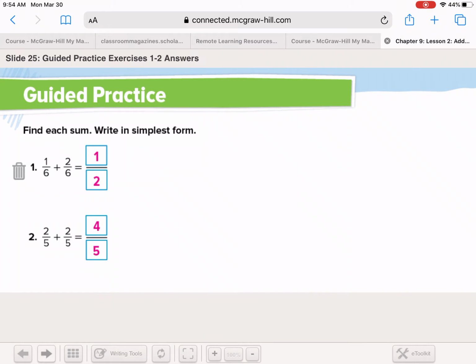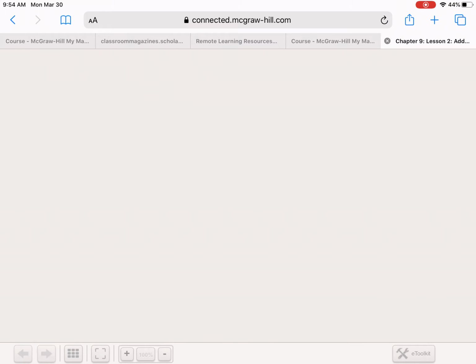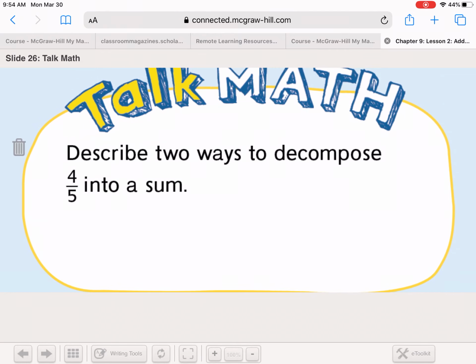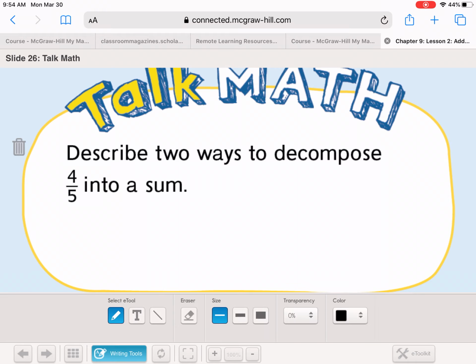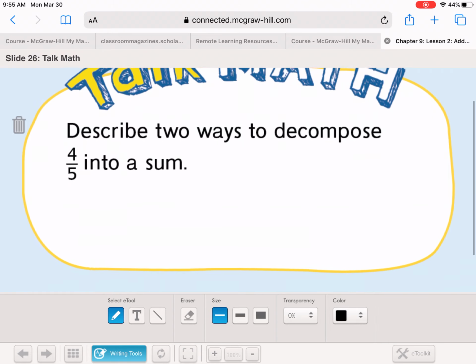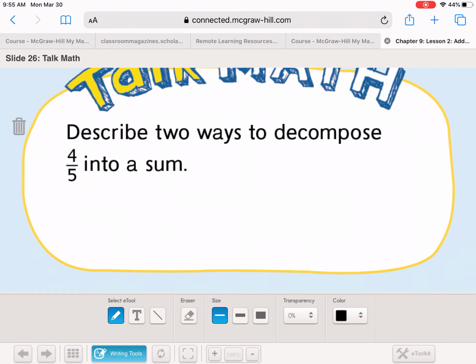All right, boys and girls, I want you to go ahead and describe 2 ways to decompose 4/5 into a sum. Okay, I would have done this in school. All right, well, one way is 1/5 plus 3/5. Another way is 2/5 plus 2/5. Those are some other ways. Decompose means to take apart.